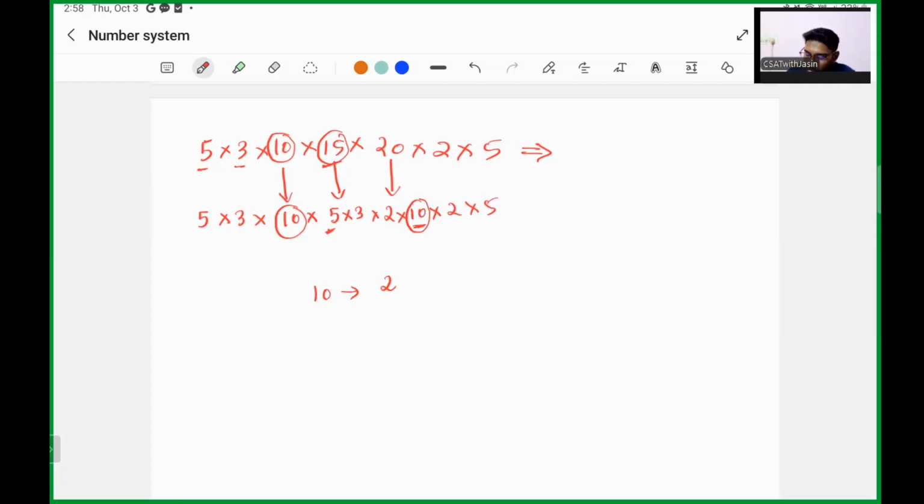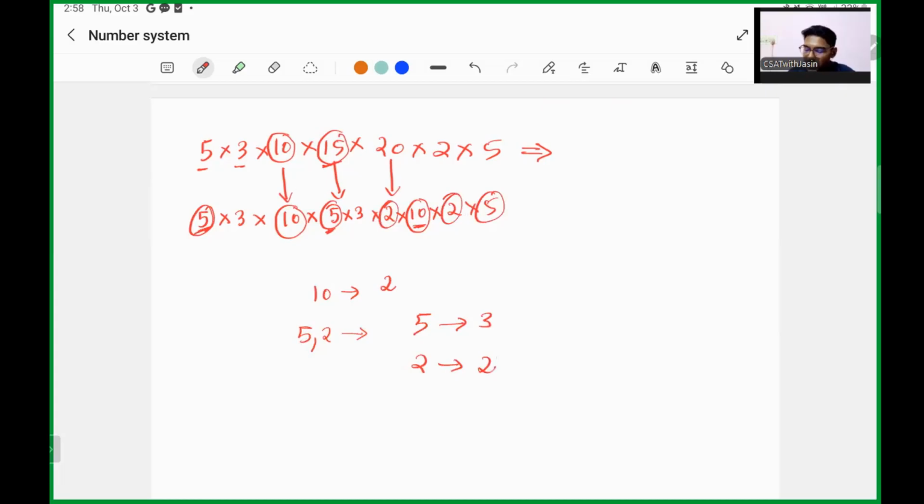Now you need to also count the number of pairs of 5 and 2. So how many 5s are there? Here is 1 5, here is 2 5, and you have 3 5s. Now, how many 2s are there? You have 1 2 here, you have 2 2s here. So you have a total of 2 2s.